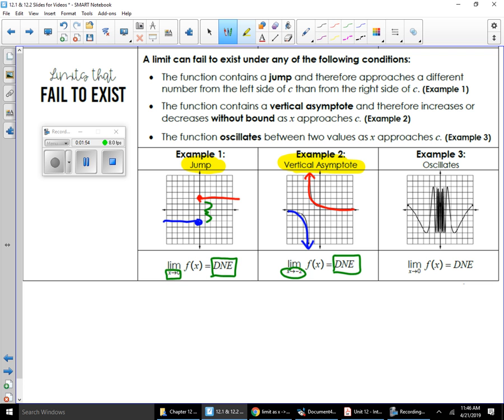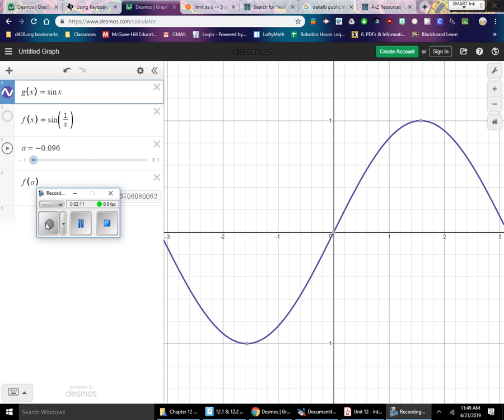The last one is new. We haven't played around with oscillating functions much. Sine and cosine oscillate, but they do so predictably. This function has a big mess going on there in the middle. So let's shoot over to Desmos and zoom in and see what happens.